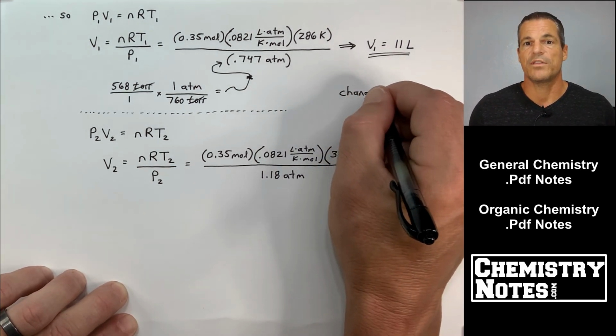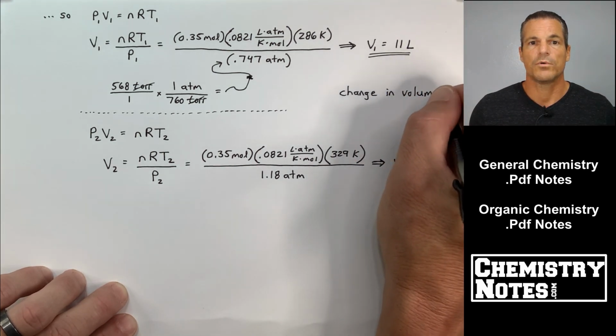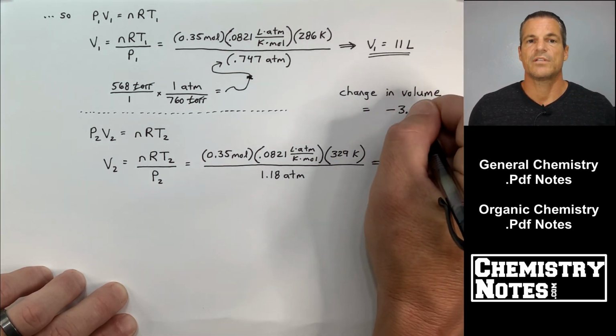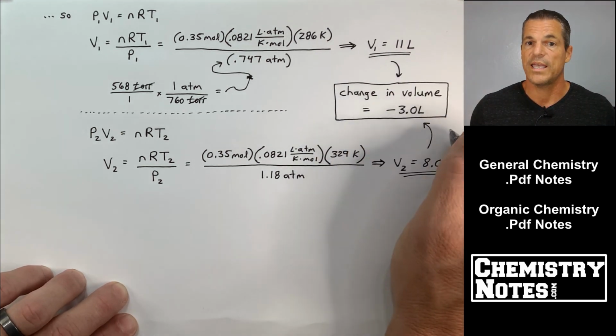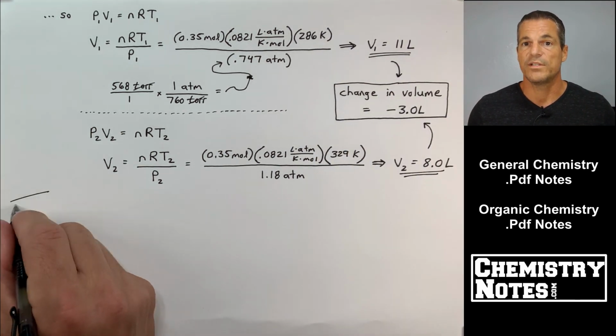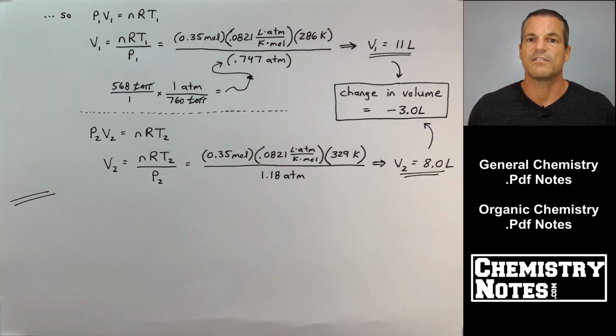So what I end up with is a V2 value. If I multiply 0.35 times 0.0821 times 329 divided by 1.18, I get a V2 of 8.0. If you subtract V2 minus V1, you get a change in volume of negative 3.0 liters. That means the volume has decreased by 3.0 liters.